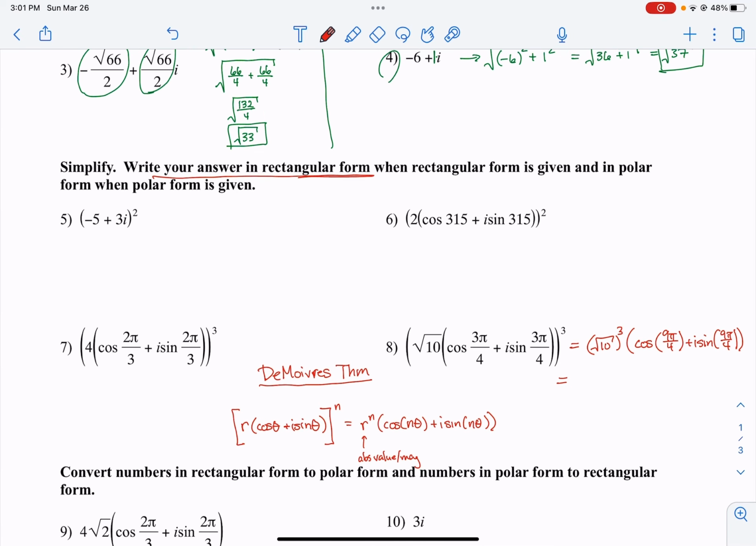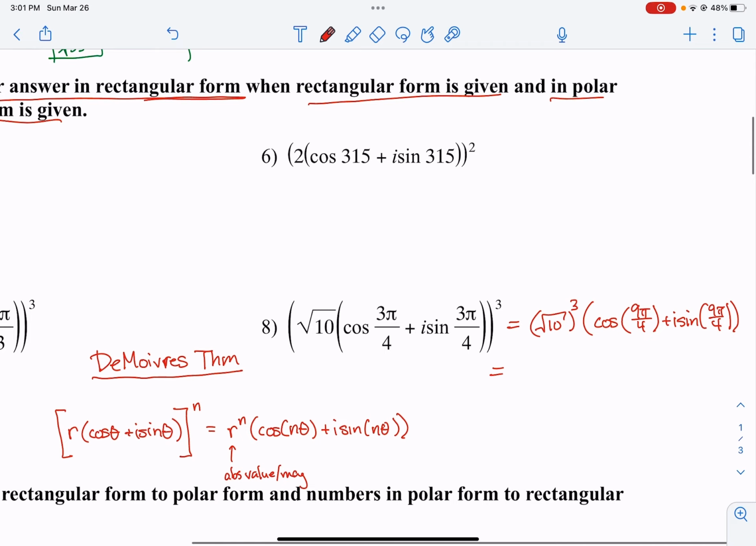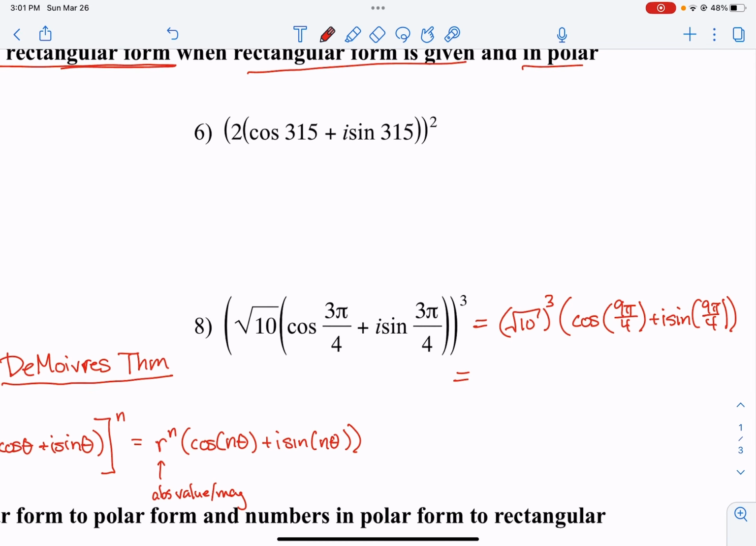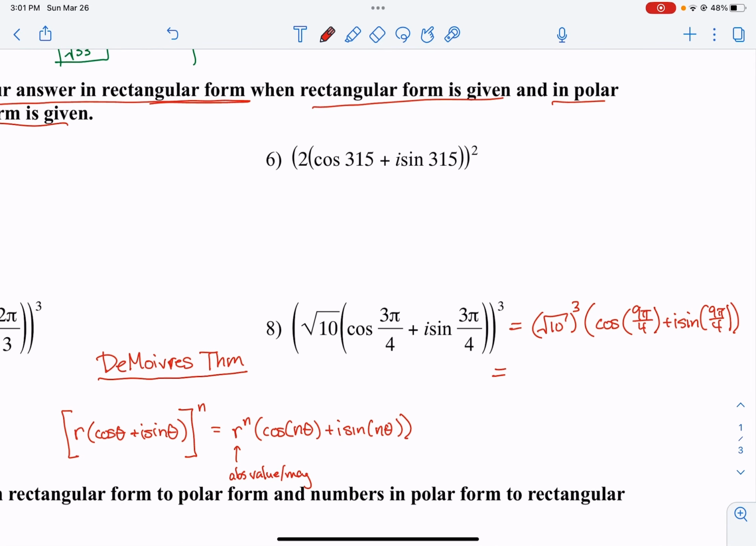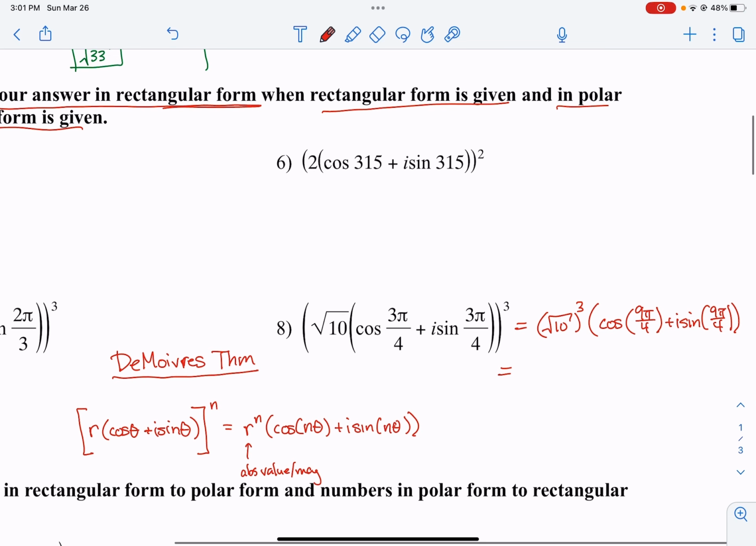I see. Write your answers in rectangular form when rectangular form is given, and in polar form when polar form is given. Okay, so actually in this case we just keep it like this, because this is already polar form. So we want to keep our final answer in polar form as well.